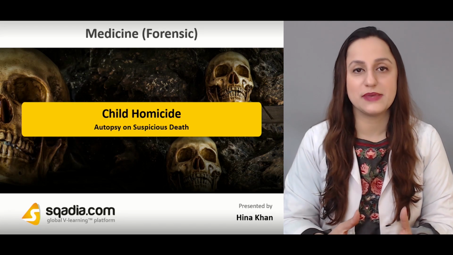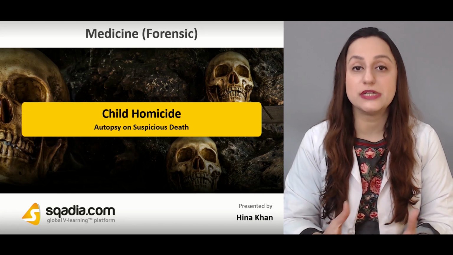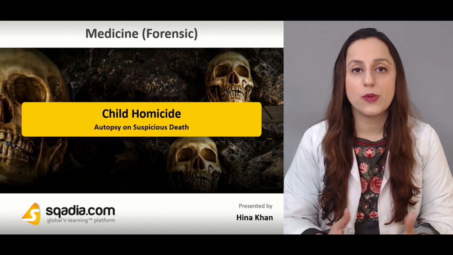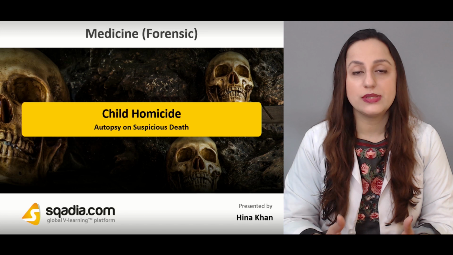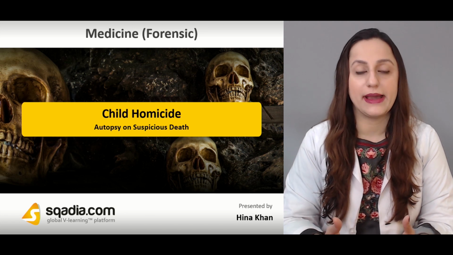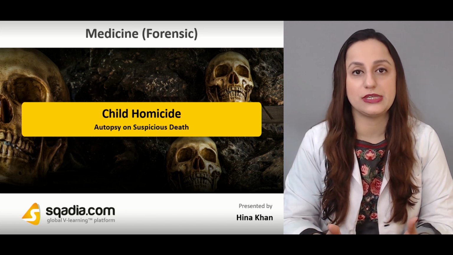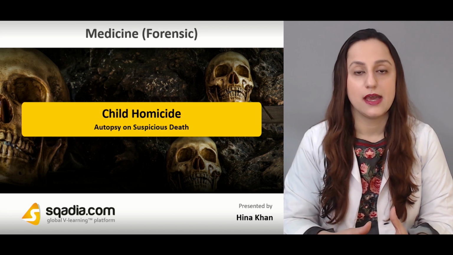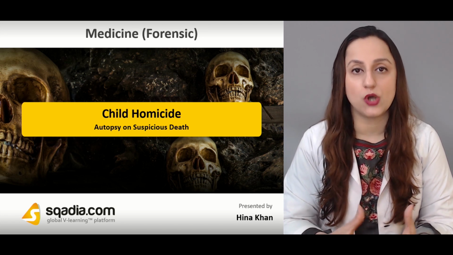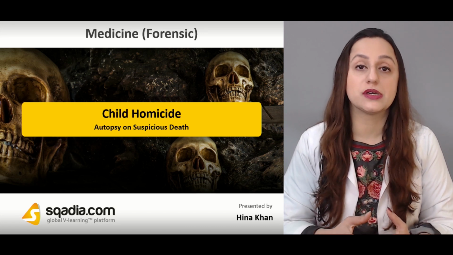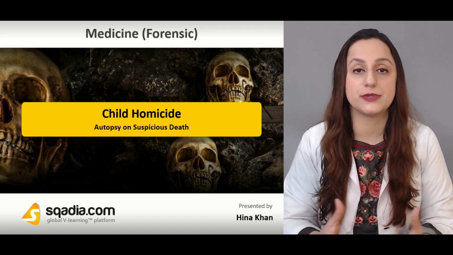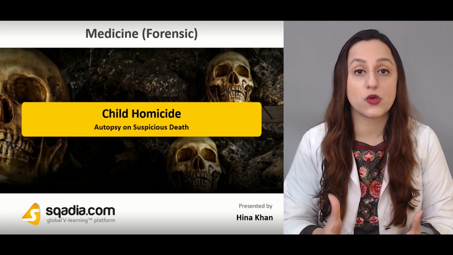Child homicide is basically defined as the murder of a minor. Whenever it takes place, there is a suspicion of foul play. That has to be looked for by any investigator carrying out the investigations in a particular case, even when working as a forensic pathologist or a forensic toxicologist. Both of them have to work hand in hand whenever such a suspicion of foul play is observed in a particular case.